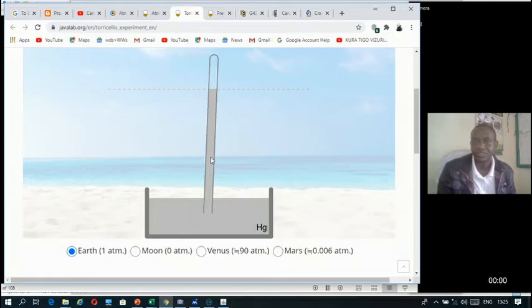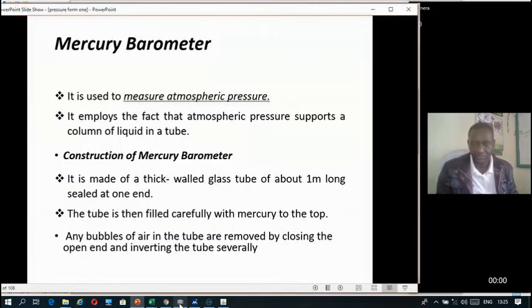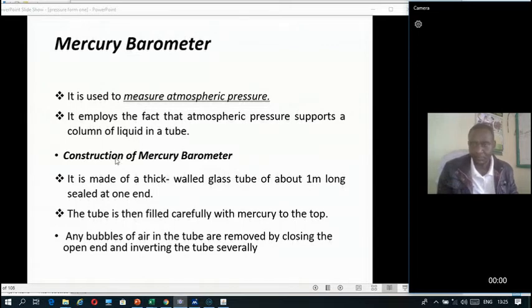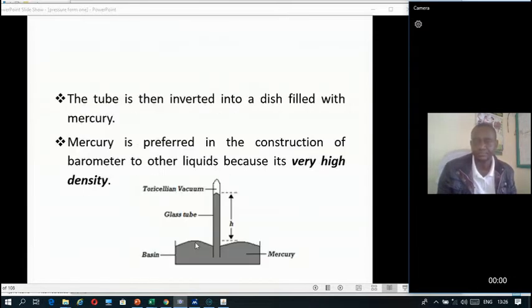Hope you have seen what to do. We invert. So we say, construction of a mercury barometer. We have said the work is measuring atmospheric pressure. It is made by a thick wall glass tube, 1 meter long, like I've shown you, sealed at one end. The tube is then filled carefully with mercury to the top. Any bubbles in the tube are removed by closing the end and inverting the tube several times.